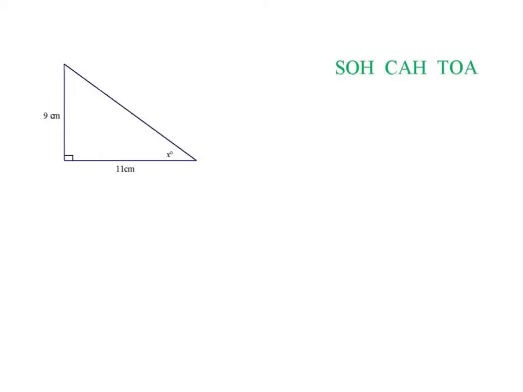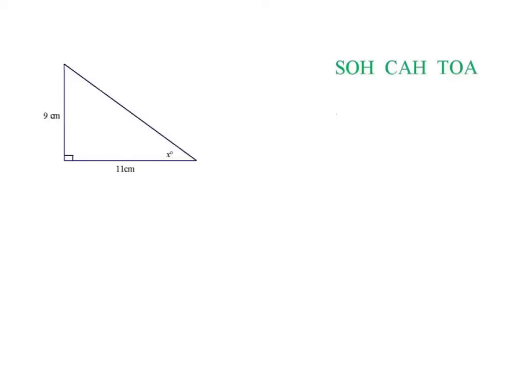In this problem, we're trying to find one of the angles of the triangle, and we know two of the sides. Once again, let's begin by deciding whether we have sine, cosine, or tangent in this problem. With respect to this angle, the 11 is the side adjacent to it, and the 9 is the side opposite it. So looking at SOHCAHTOA, we want tangent for this problem.